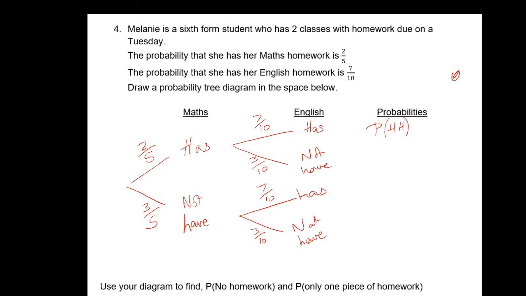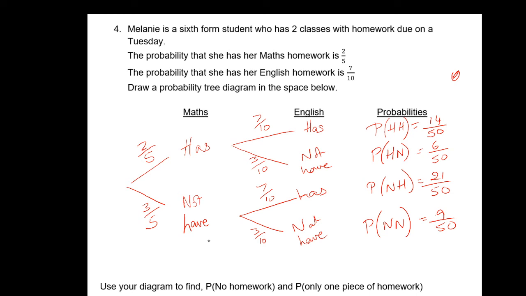Okay. Has and has is 2 times 7, which is 14, 5 times 10 is 50. Probability is has and then not has. 2 times 3 is 6 over 50. The probability of not having and has is 3 times 7, which is 21 over 50. And then the probability of not having and not having is 9 over 50.